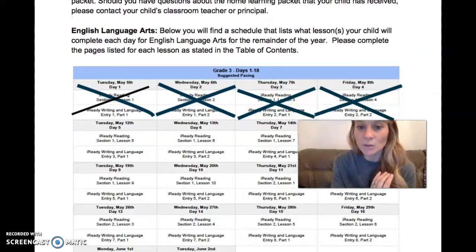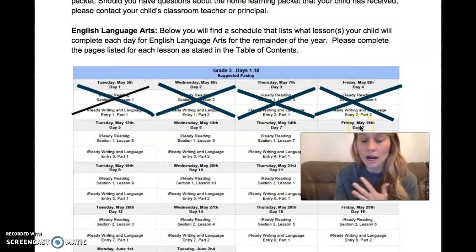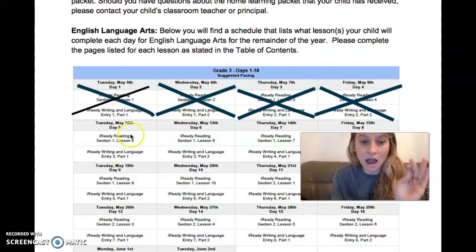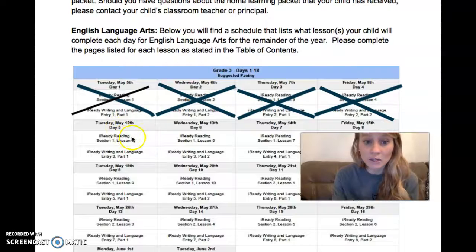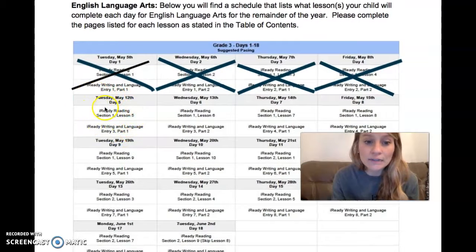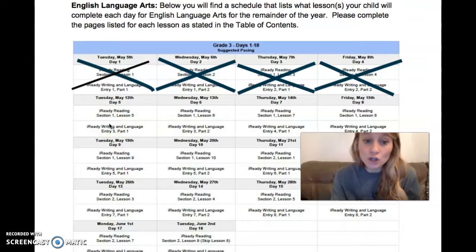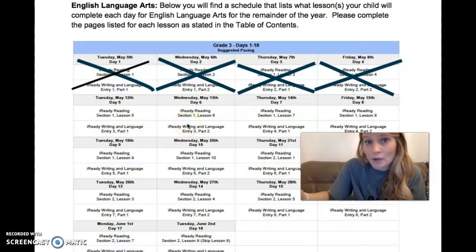Last week we finished day 1 through day 4, and I know several packets weren't there, so a lot of you did it in your notebook. You are not expected to go back and finish this. I know you did the best you could with what you were given, so we are going to start fresh and clean on day 5, which is today, Tuesday, May 12th. It gives you every single thing we're doing, so if you miss a day for some reason, like if you're feeling sick, you know what you need to do to get caught up.